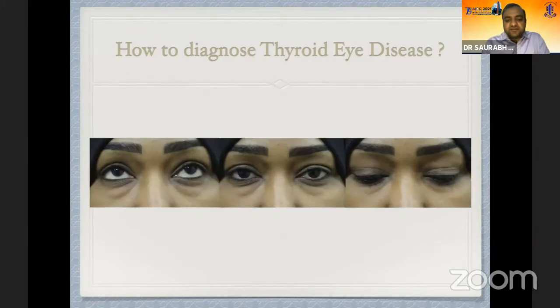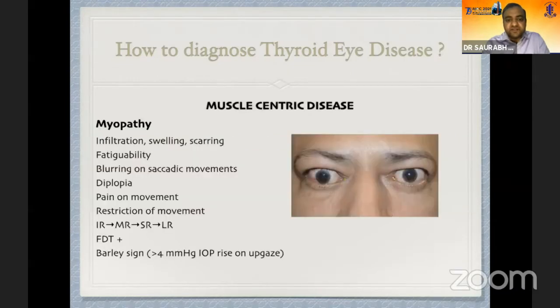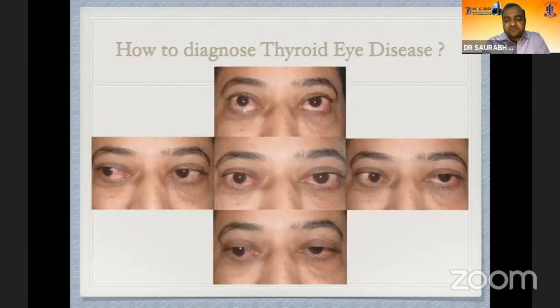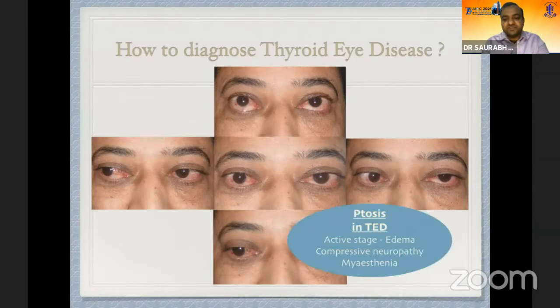There can be just a simple presentation like this, having no signs except the upper and lower eyelid fat prolapse, and these are typically seen in young patients who are hypothyroid. The other phenotypic presentation is muscle-centric disease. These patients have myopathy, which is caused by infiltration, swelling, and scarring from the cytokines, leading to diplopia and restriction of movements, and there is a classic involvement of the inferior rectus, then the medial rectus, and then the superior rectus. Now, these patients have minimal proptosis, more of an active disease, and these patients are mostly male and in the older age group.